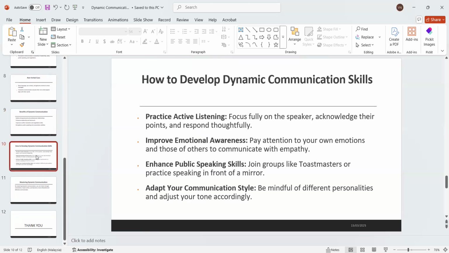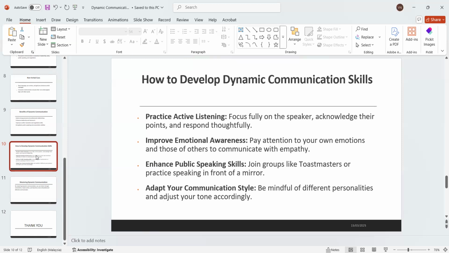Now, how do we develop dynamic communication skills? There are 4 ways. All 4 must be done. 1, practice active listening. You are listening actively to people. You know what they're saying. You're using all your body language, your verbal cues, and your verbal language in questioning them.